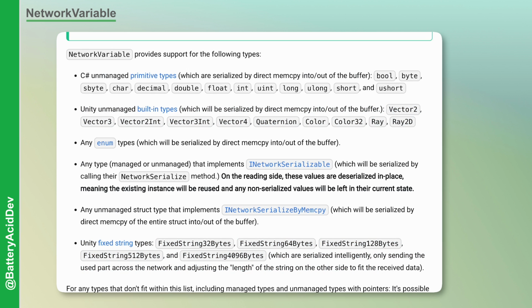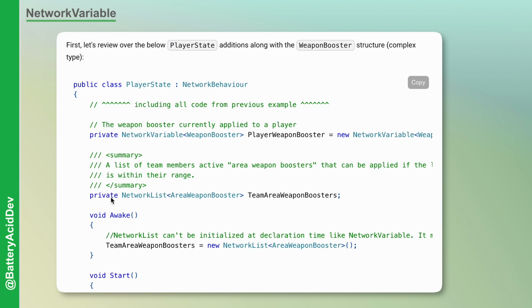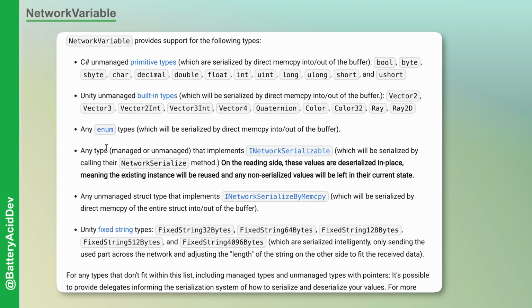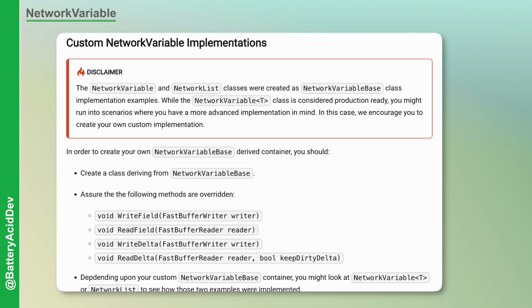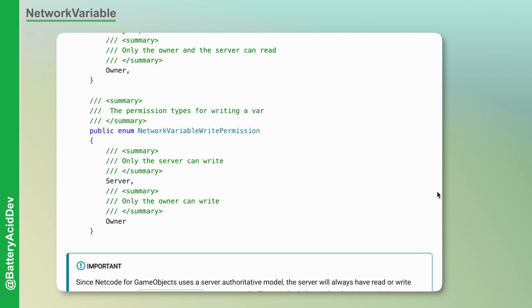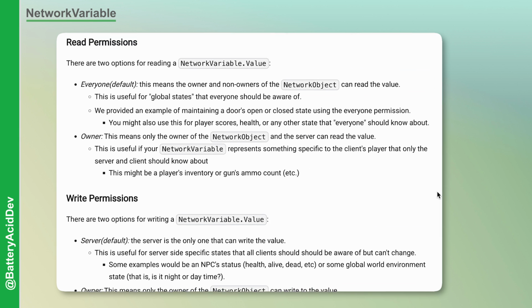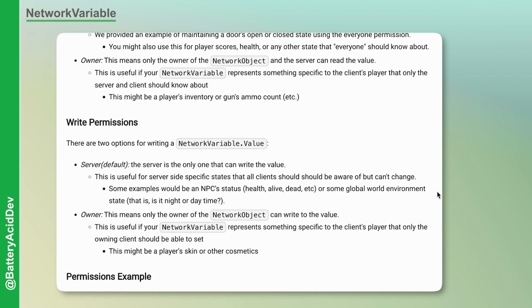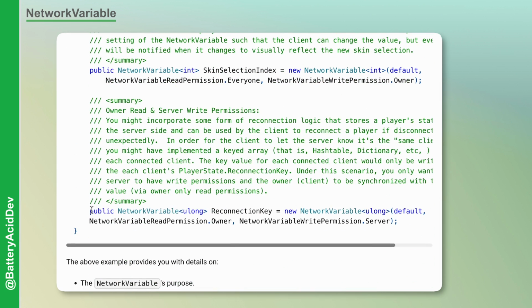It supports complex types as well, like NetworkList for when you need to check against multiple items to support your gameplay. You can also implement custom types as long as they conform to the required implementation, like the interface INetworkSerializable. There's even support to create a custom NetworkVariable implementation if needed. NetworkVariables have support for permission changes that allow you to tailor which clients can read or write to them. For example, maybe you don't want everyone to know your player's ammo count. Through a similar permission statement, you can limit read access to only the owner client while still allowing the server to process updates.